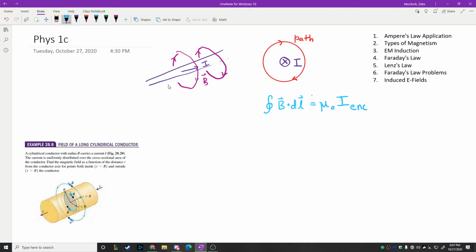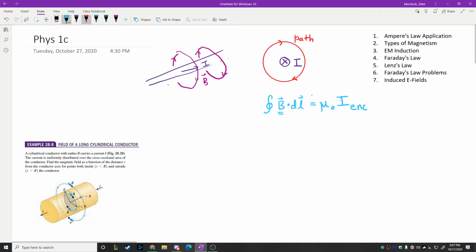So in this case, there's a current that's flowing into the page as represented by that X there. That means current flowing into the page. And this tells us how to calculate the magnetic fields. So what we use this to do is find the magnetic field right here.